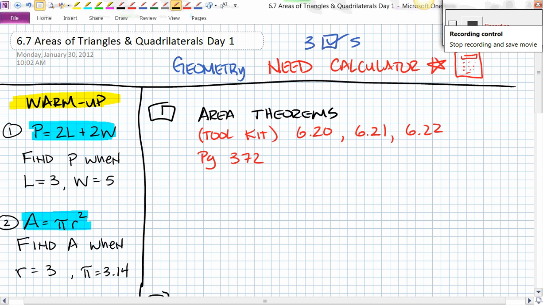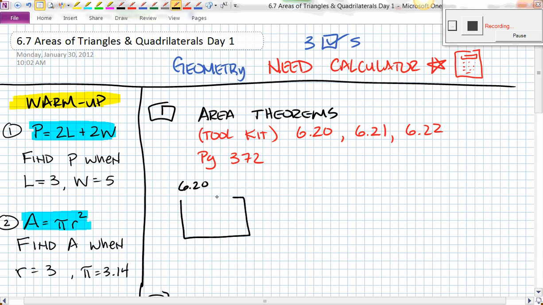We're talking about area of triangles and quadrilaterals, and we're only spending 2 days on section 6.7, okay? The first thing we're going to do is copy 3 theorems into our toolkit, and I'll put them up on the screen in just a second. But I think you already know many of them, right?